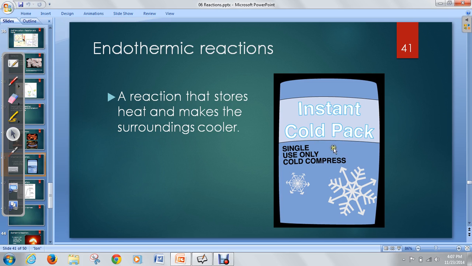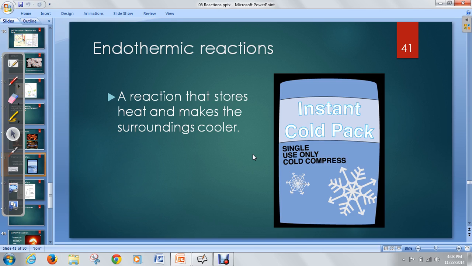So think of like a cold pack, if you've ever seen these. Not the ones that you put in the fridge, but the ones where you kind of just snap them like a glow stick, and then it instantly cools. Okay, that is an endothermic reaction. That substance is absorbing heat, absorbing energy into the reaction, which makes the surroundings cooler, which makes the ice pack cooler, which you can use to ice your knees or whatever it is. Okay, but that is an endothermic reaction.